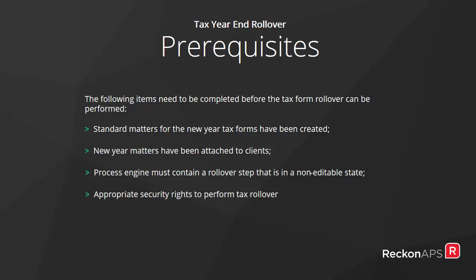Your default tax process automatically allows for this. However, if you've altered the process, you will need to review this. The appropriate security rights to perform the tax rollover must be granted. Please refer to the workbook for further information on these areas. We've assumed you have this in place and we can now look at the tax rollover process.